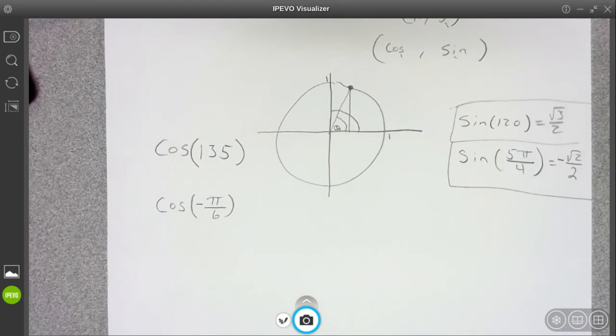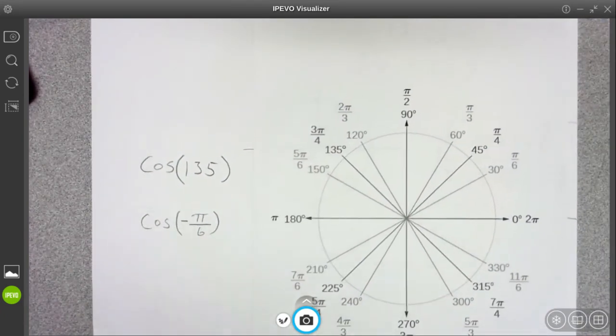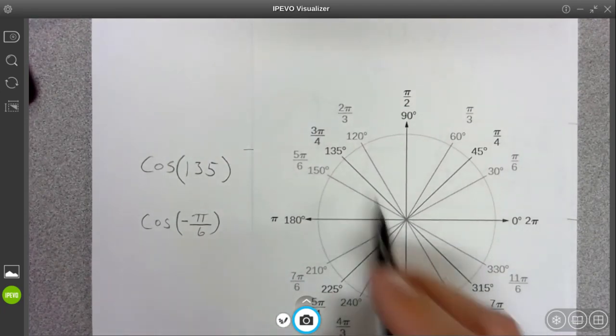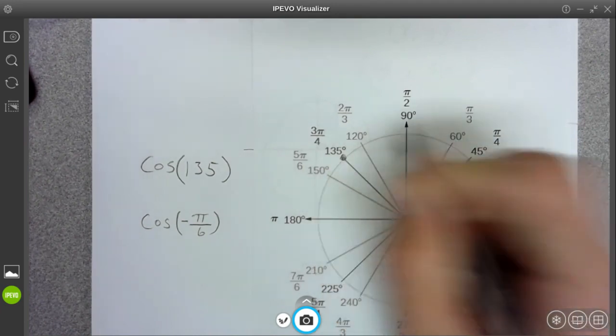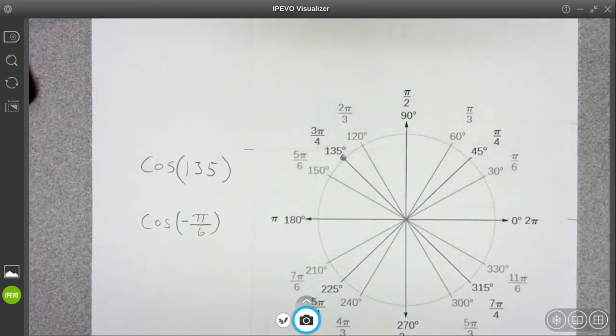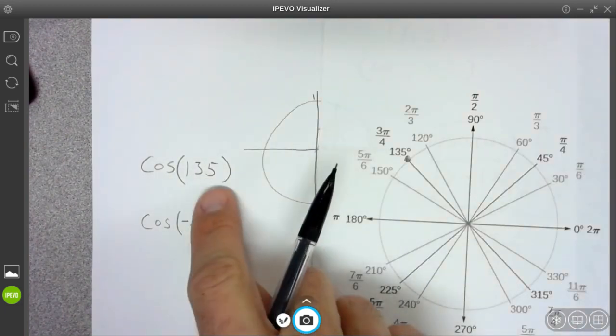Let's do a fresh one here. This time, we'll look at cosine of 135. So 135 is right here. And we want to know what that x value is this time. So because we are to the left of 0, I know that the answer to this is going to be negative.